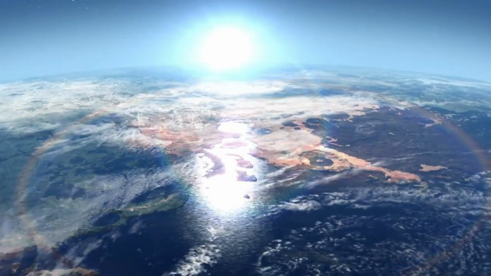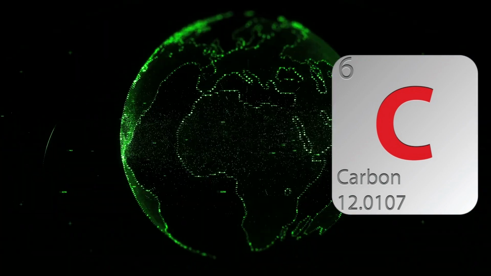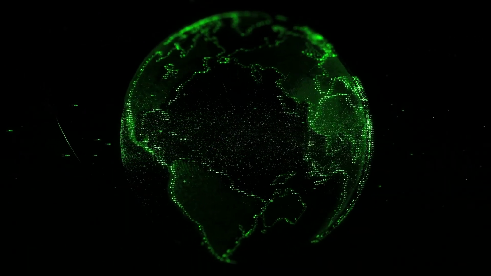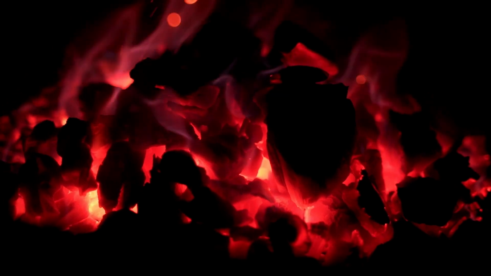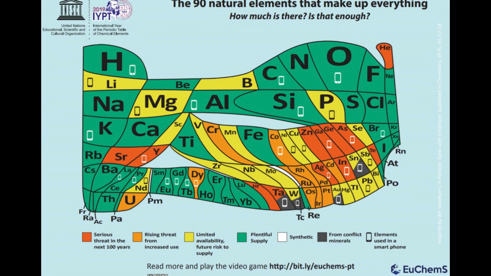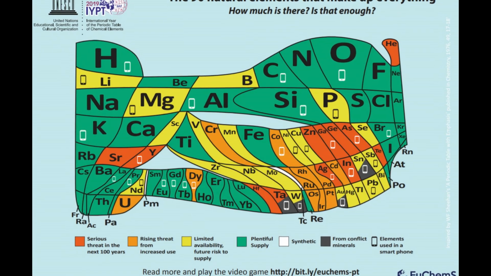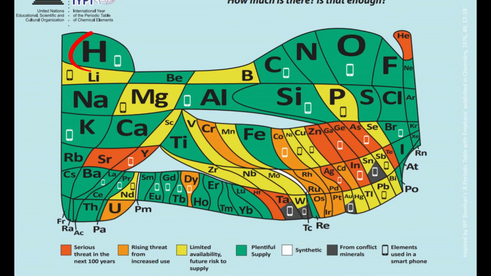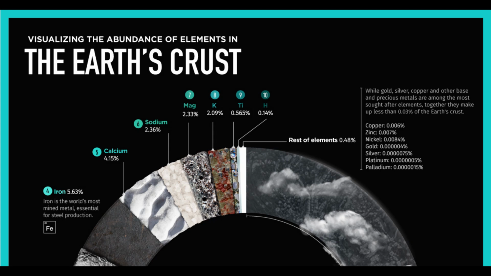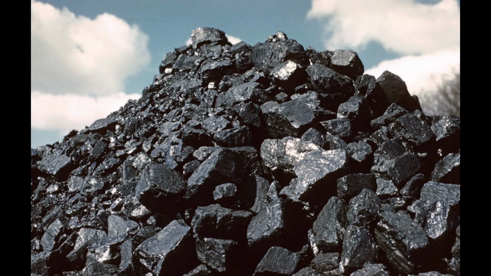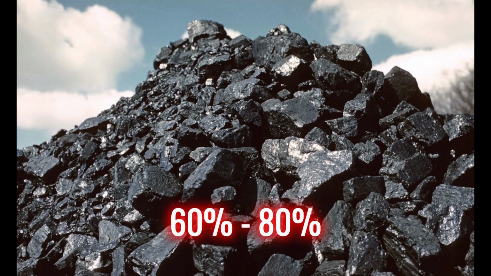Since everything is made with carbon, we can say that carbon is a very abundant element found in many places. For example, coal is abundant on Earth. Look at this table. It shows how much of each element is found on Earth. Oxygen is the most abundant, carbon is the second, and hydrogen is the third. So this shows how abundant carbon is. Coal isn't entirely carbon, but we can say it's 60 to 80% carbon.